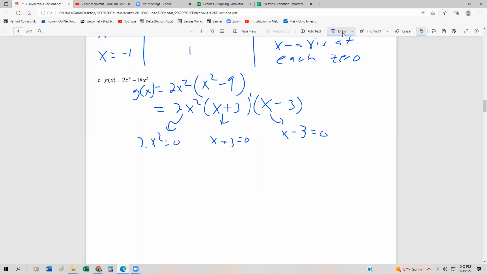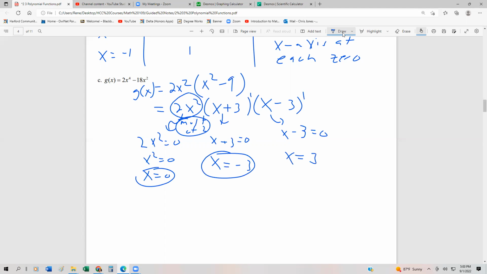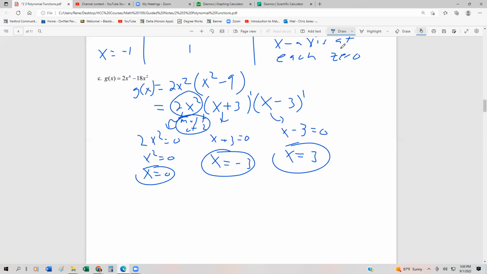And notice that these have a multiplicity of 1, but this one has a multiplicity of 2. Okay, so that has a multiplicity of 2. And so when we solve these out, we would divide by 2, and then we would take the square root of both sides, so x would be equal to 0 with a multiplicity of 2. This would be x equals -3 and x equals +3 with a multiplicity of 1.